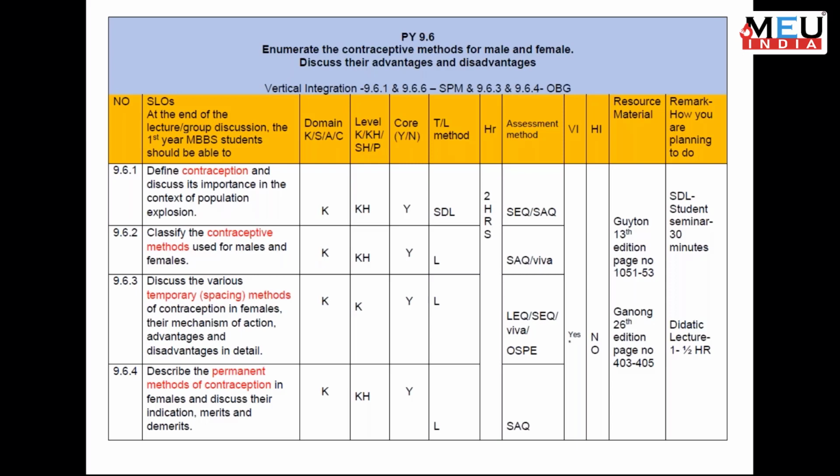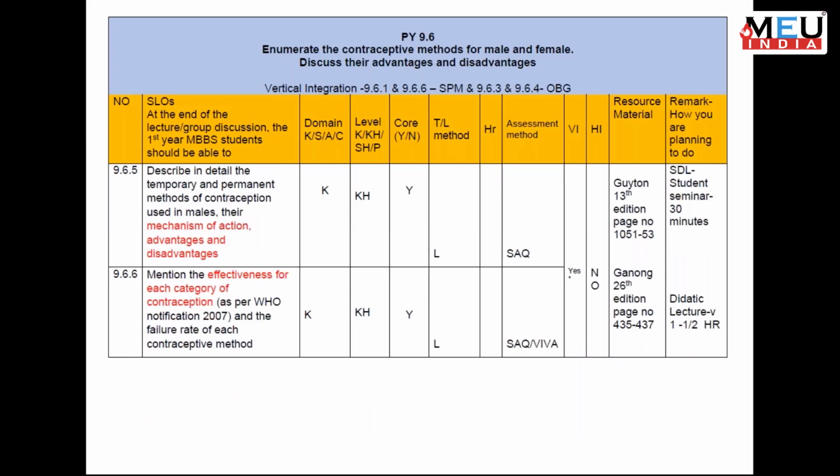Third one is discuss the various temporary or spacing methods of contraception in females, including their mechanism of action, advantages and disadvantages in detail. Next one is describe the permanent methods of contraception in females and discuss their indications, merits and demerits. The next one is describe the temporary and permanent methods of contraception used in males and focus on the mechanism of action, advantages and disadvantages.